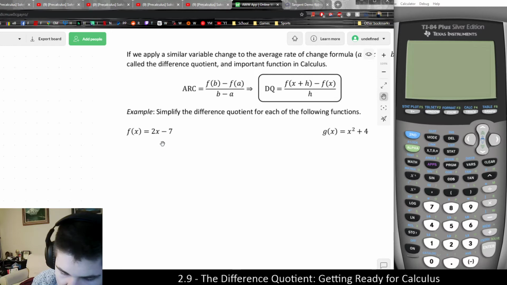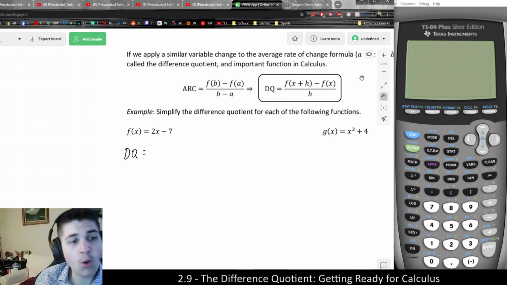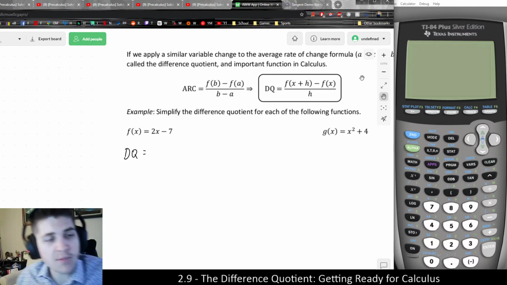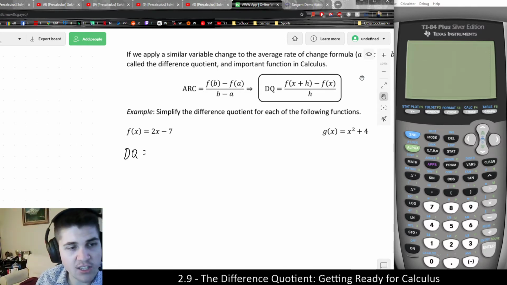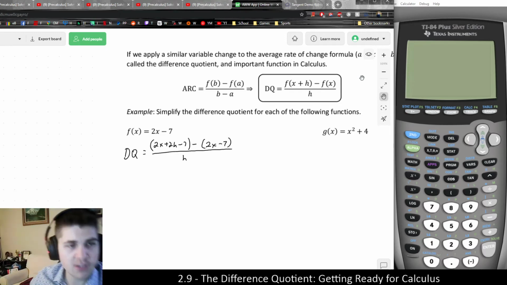But really, the thing that's important here is that the difference quotient is the same as the average rate of change. It's just expressed a little differently, and the goal is to help us to simplify it using cancellation of common x terms. So if I apply that f of x plus h, well, we already solved that, which was 2x plus 2h minus 7, minus f of x, basically subtract the original function and divide it all by h.